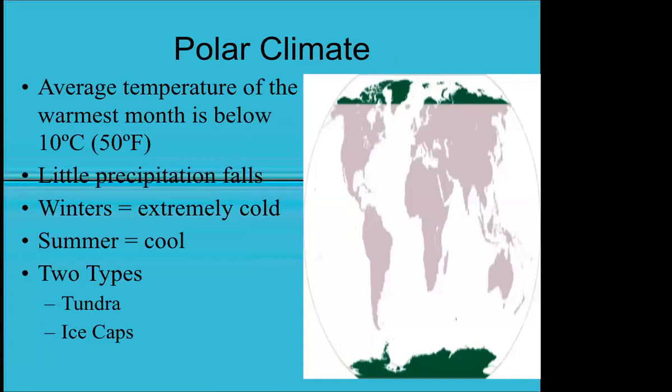Next is the polar climate. So the average temperature of the warmest month is below 10 degrees Celsius. There's little precipitation that falls here. The winters are extremely cold, okay? We're in polar, Arctic cold. The summers are cool, and there are two types of these, the tundra and the ice caps.